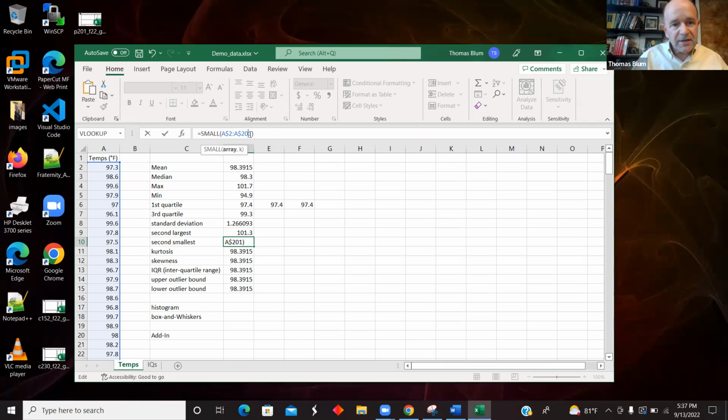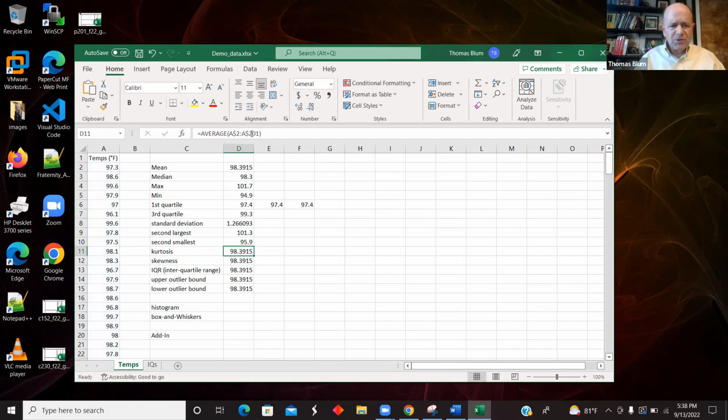And so I can find the second smallest. I will sometimes use that if I gave students a lot of quizzes and might decide to drop the 2 lowest quizzes. Then I might want the second lowest.